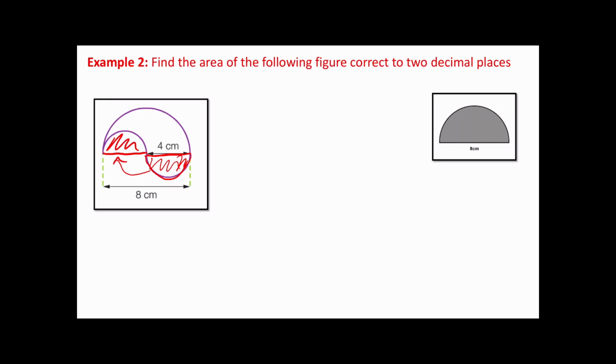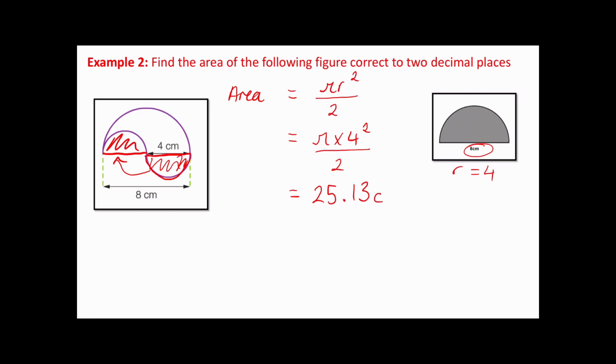And now I can create a formula. So area is going to equal pi r squared, which is my circle formula, divided by 2, because I only want half of it. And my radius is going to be, so this is my diameter, that full length, so my radius is 4. Pi times 4 squared divided by 2. And when I put that in my calculator, I get 25.13 centimeters squared.